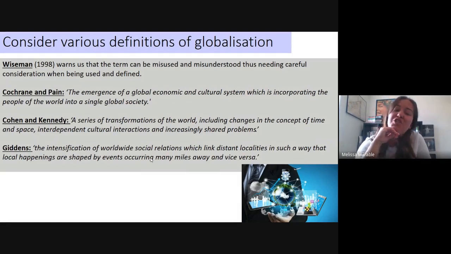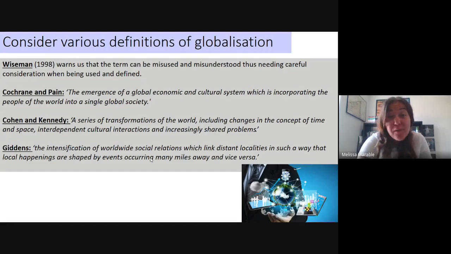Giddens says that globalisation is the intensification of worldwide social relations which link distant localities in such a way that local happenings are shaped by events occurring many miles away and vice versa. So think about Giddens. What has he included more of? What has he missed out? For me, I think Giddens is missing the whole economy, the transnational corporation essence of globalisation. So already, guys, I think we can understand why this could be an evaluation question.